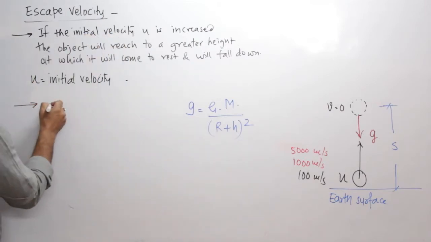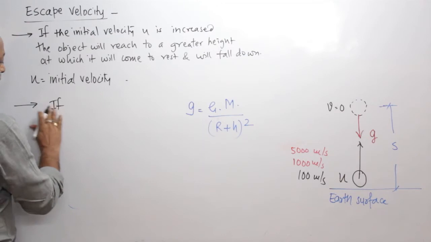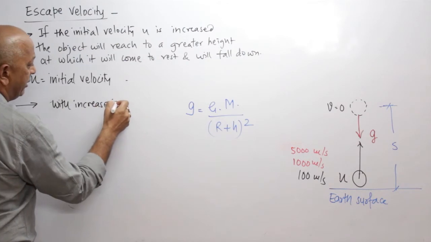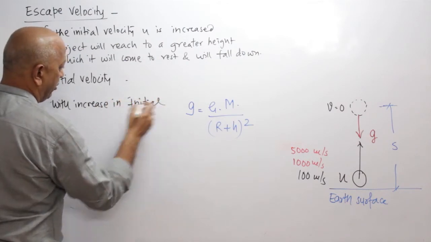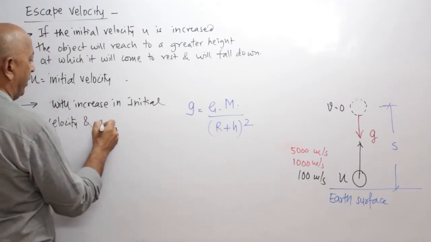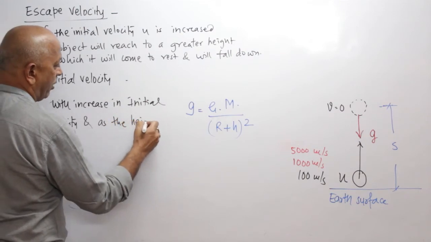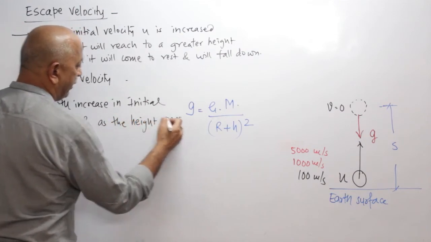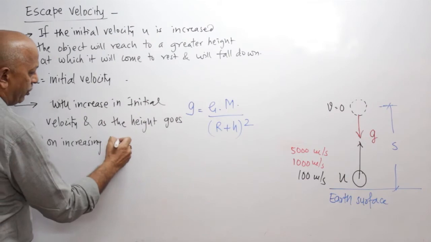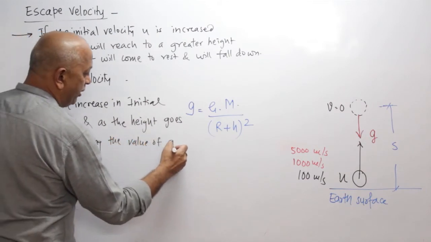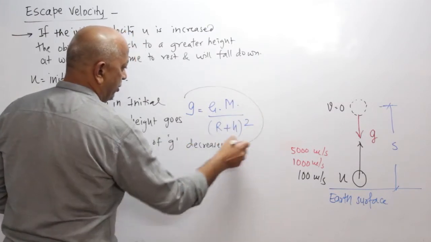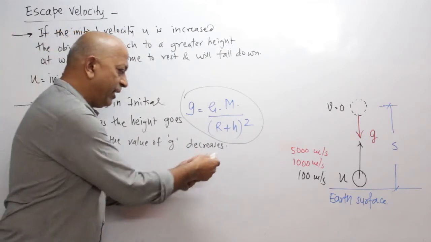So I can write down, if with increase in initial velocity and as the height goes on increasing, the value of g decreases. This is the equation. The value of g decreases.